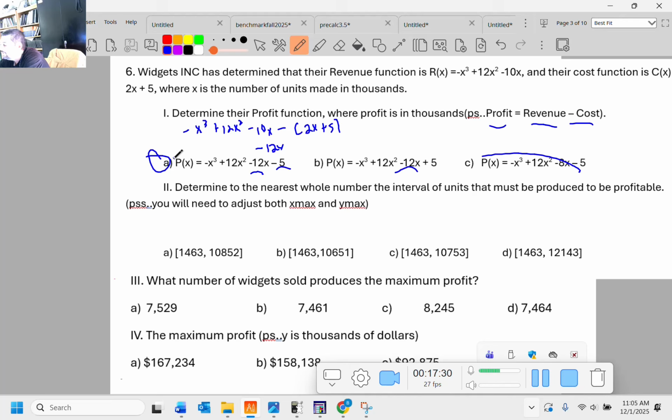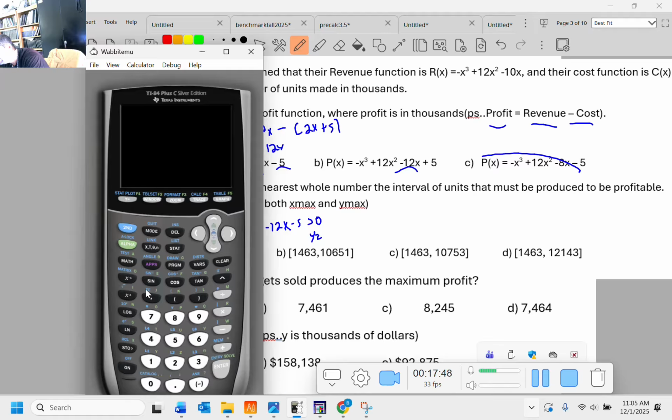Determine to the nearest whole number of the interval of units that must be produced to be profitable. Well, that means that you're going to take your equation and you're going to set it greater than 0. And what you can do is you can put that in y1, you can put that in y2. So let's see what happens.